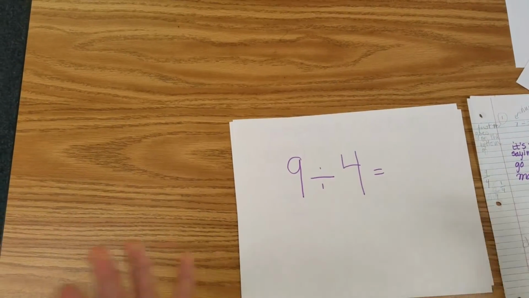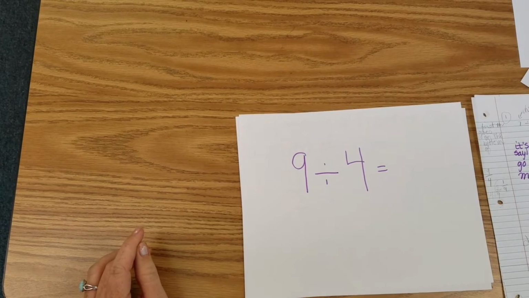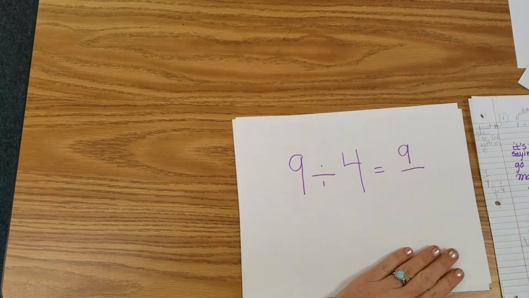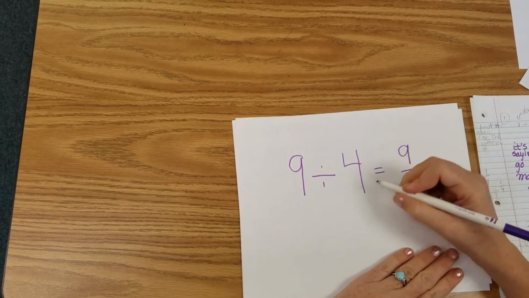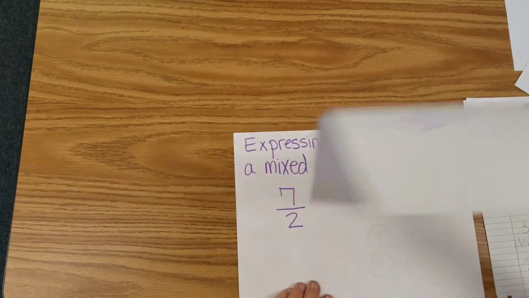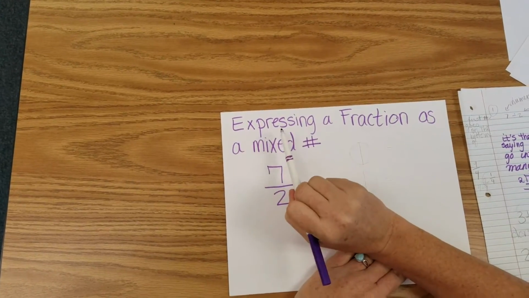9 divided by 4. So which number is always the numerator? You're right, the first one. Which number is your denominator? The second one. Got it? Okay, let's move on. Now we're going to express that fraction.